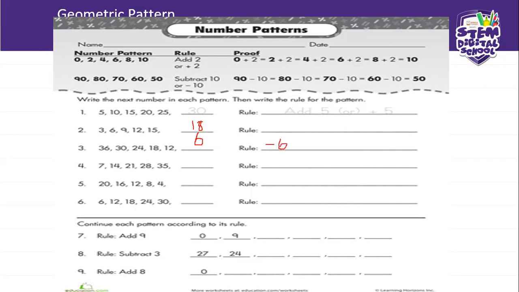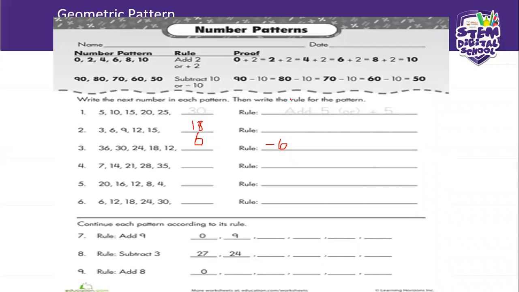Right. So you subtract 6. Yes, sir. Subtracting 6, and then you're going to keep on going down until 0. All right. So it's a decreasing pattern. Yes, sir. It's a decreasing pattern, which means it gets less and less. 100%.